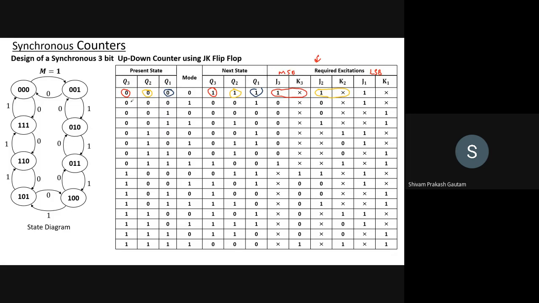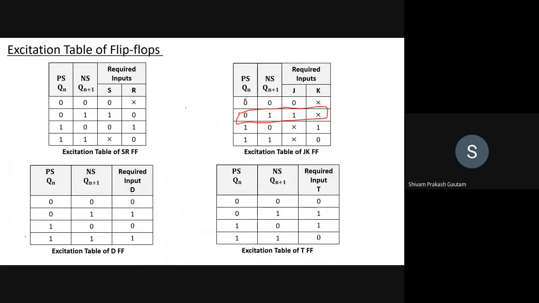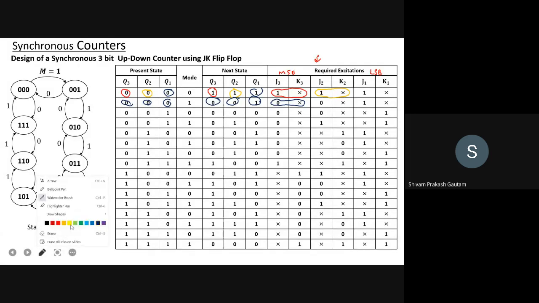Now see, when past state is 0 and future state is also 0, when both are 0, this is the condition. When past state is 0 and future state is also 0, the value of JK will be 0 and don't care. Am I audible properly? Yes, sir. Yes, 0 and don't care. So this is again the same. Past state is 0, future state is 0. And past state is 0, future state is 1, so here you can fill 1 and don't care. Now you can fill the rest of the table on your own. You can have a look into it.